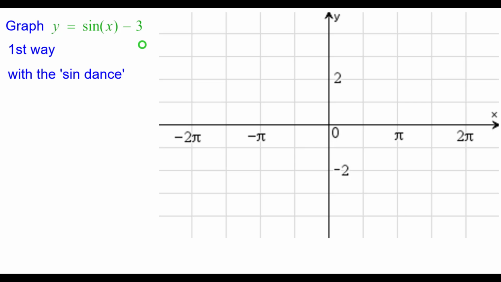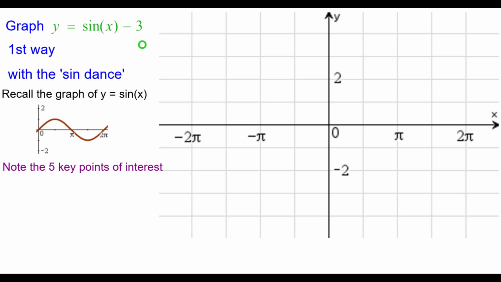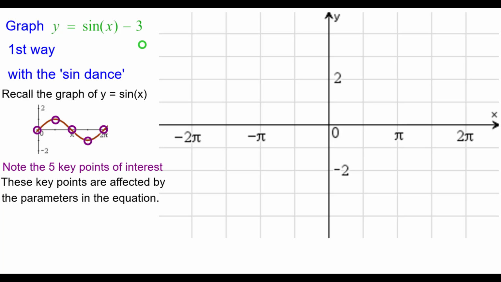First way is with the sine dance. Recall the graph of y equals the sine of x, one period of the wave. Note the 5 key points of interest. These key points and all of the points are affected by the parameters in the equation.